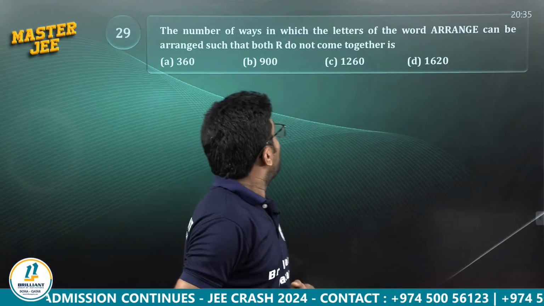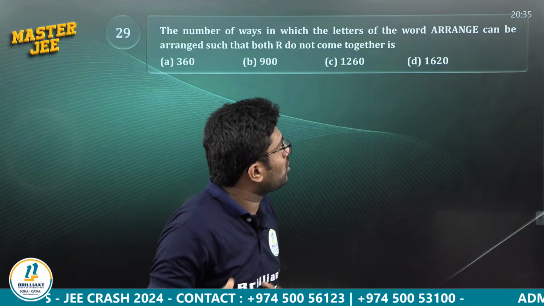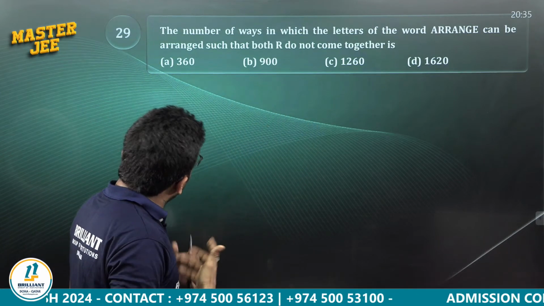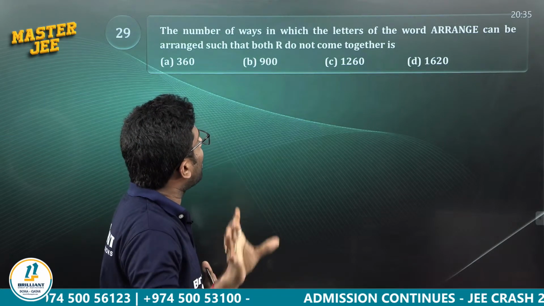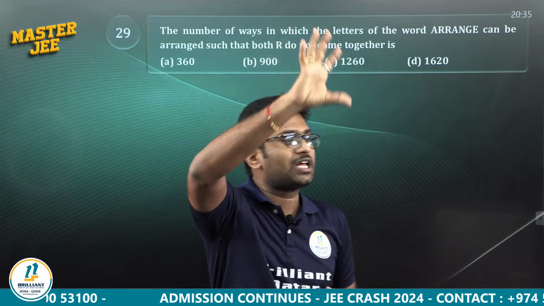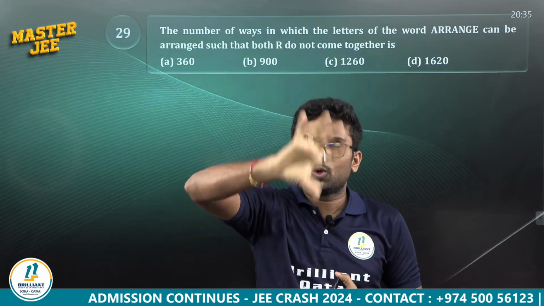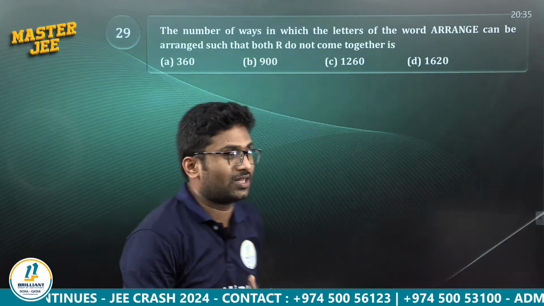Coming to question number 29, guys: the number of ways in which the letters of the word ARRANGE can be arranged such that the R's do not come together. This is again the same approach: total minus R's together. Total arrangements minus arrangements which include R's together.